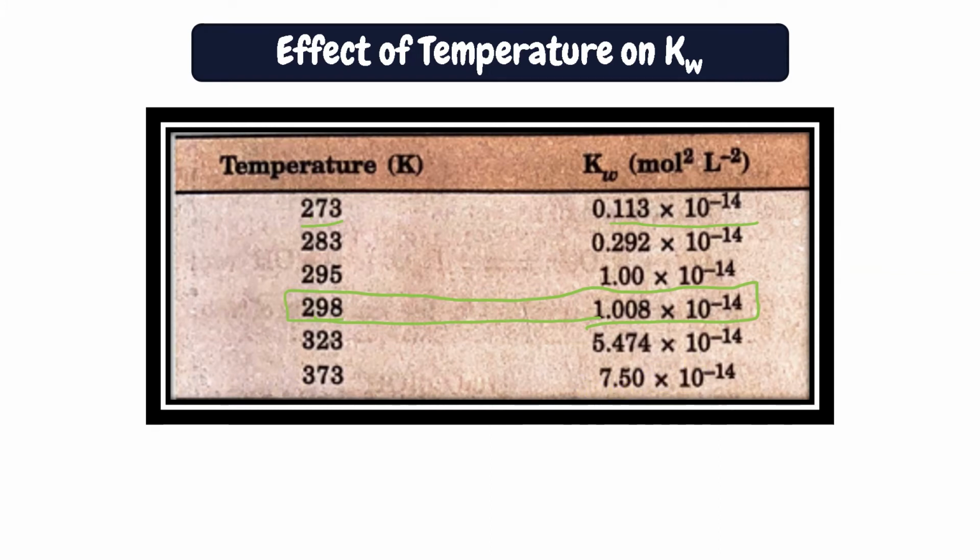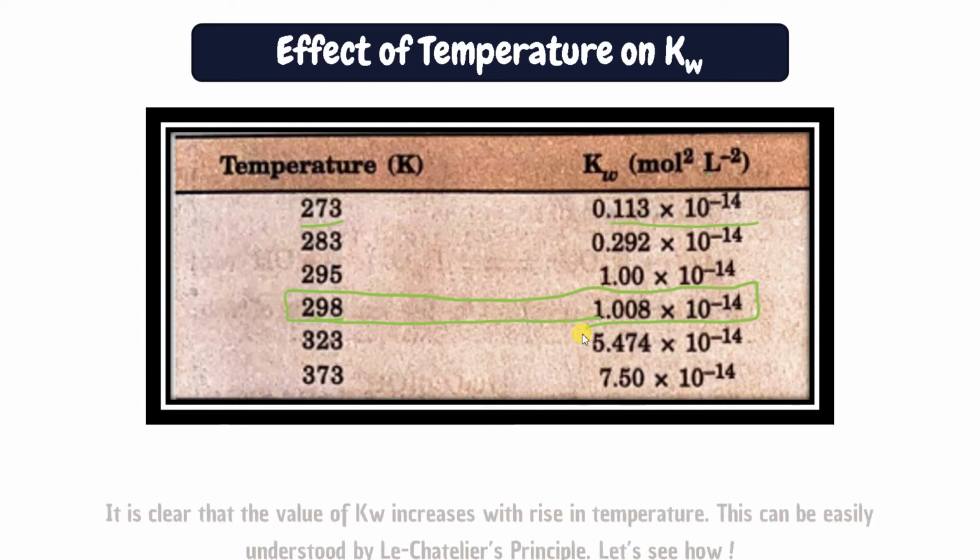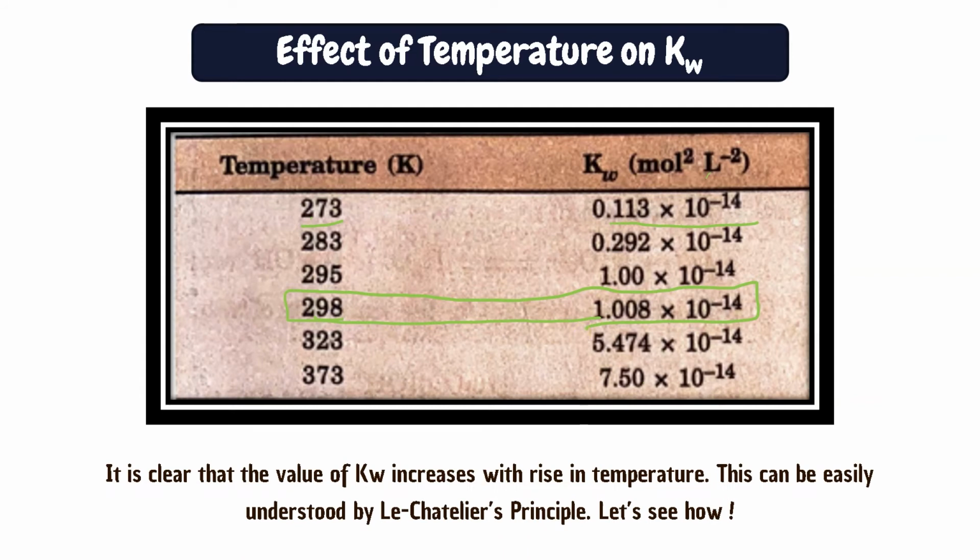That means the order of this value will always be in terms of 10 to the power minus 14. Only these values will change. Got it? It is clear that the value of Kw increases with rising temperature. As the temperature increases, the Kw value increases, and this can be easily understood by Le Chatelier's principle.